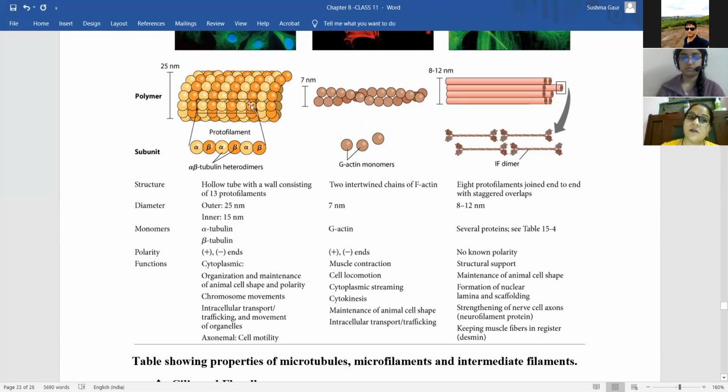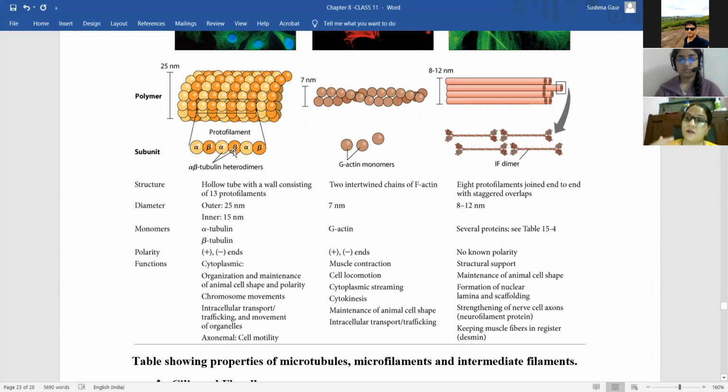So this is a protofilament. Protofilament means a single layer, this represents a protofilament. Again, this is a protofilament. So it is a polymer made up of alpha, beta, alpha, beta, alpha, beta repeating subunits. It will be made of two subunits. Okay. So alpha, beta tubulin heterodimers. It is named that.